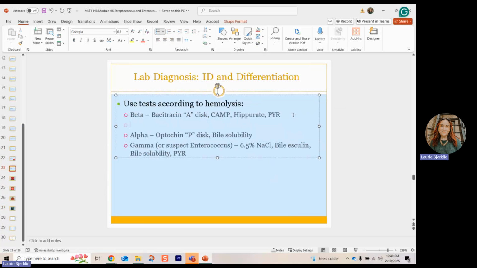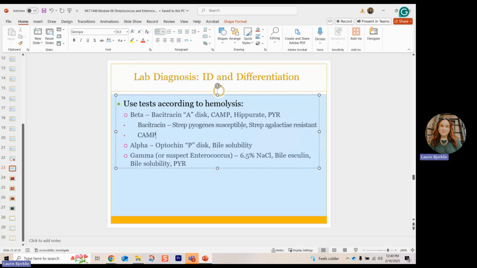So if we actually detail this out, which I don't know why it's being funky there. Okay. So strep pyogenes susceptible, strep agalactiae resistant. And then CAMP, again, was strep pyogenes. We'll just keep it in the same order here.